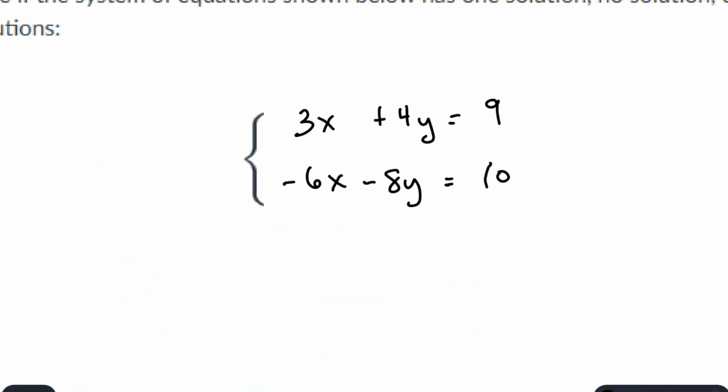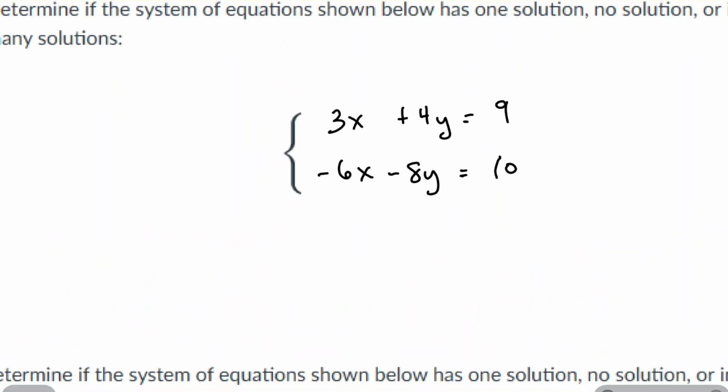So let me zoom into this one. As I begin to solve this, let's see. It's not a great candidate for substitution. It is a good candidate for elimination. However, to this point in our notes video, I've only done elimination problems where there was no extra step needed. You could just immediately add and something would cancel.